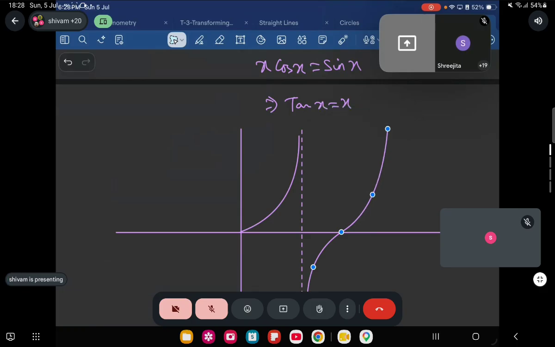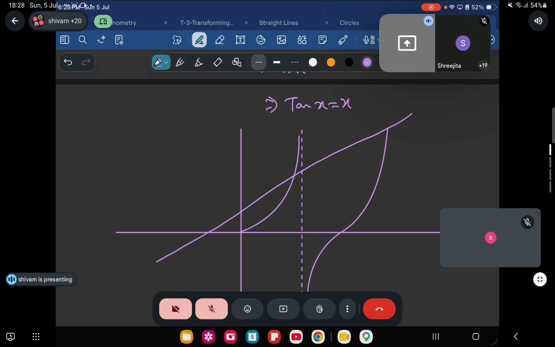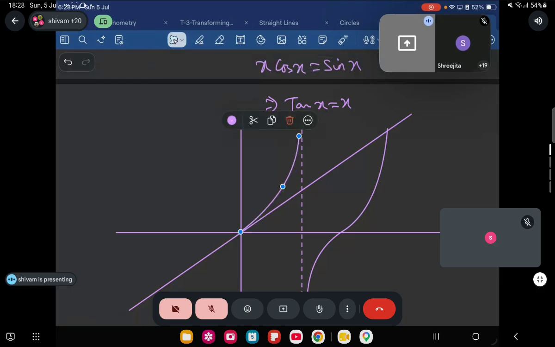Okay, so this is the graph of tan x from 0 to 3 pi by 2. From 3 pi by 2 to 2 pi it will be below, so not required. How many points are we getting? It will be above. You can understand, we are getting 1 point on the right hand side, 1 point on the left hand side, and 1 at 0. So that's 3.